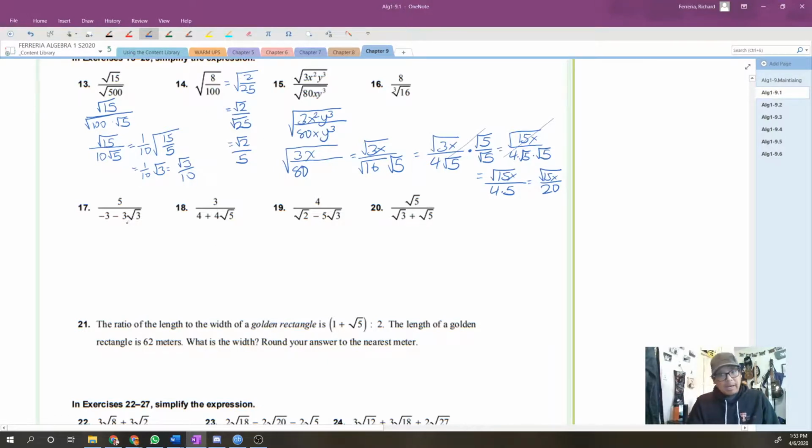To multiply by a conjugate, remember it's the same as the radical expression except you change the sign of whatever term has a radical. So for this one, 5 over negative 3 minus 3 rad 3, I'm going to multiply this by negative 3 plus 3 rad 3. Okay. Then let's multiply that out.